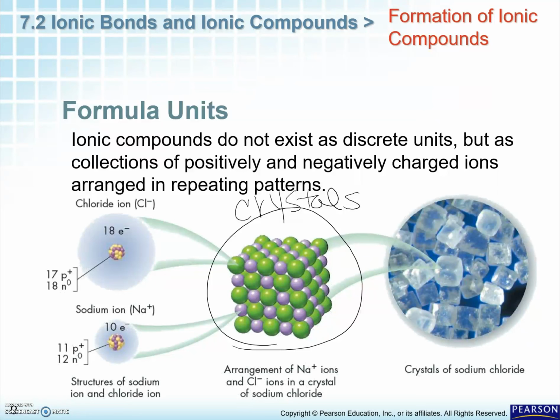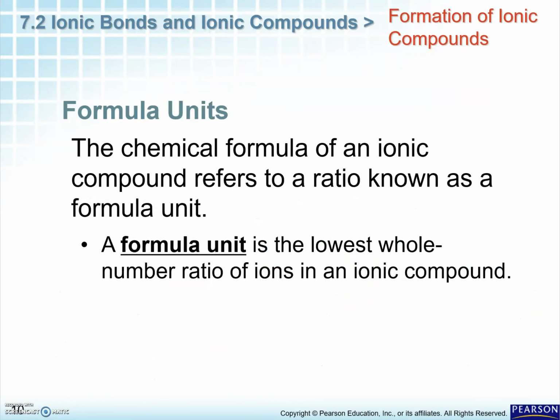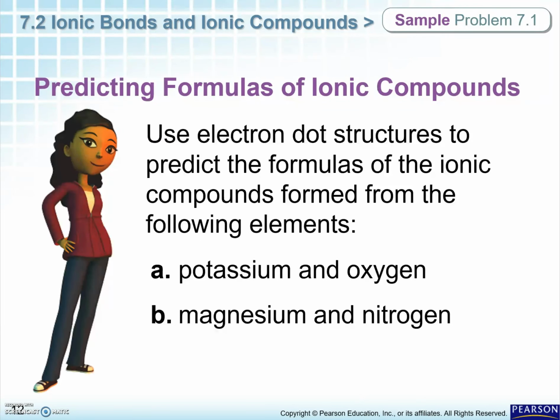And that's why whenever you pour out salt, which is over here on the right, it looks like a little cube. So the chemical formula of an ionic compound refers to that ratio of the cations to the anions, and that's called the formula unit. And whenever you are creating your formula unit, you can figure out if you need to reduce, just like you do in math. So we're going to use our electron dot structures to predict the formulas of an ionic compound formed by potassium and oxygen, and then with magnesium and nitrogen as well.